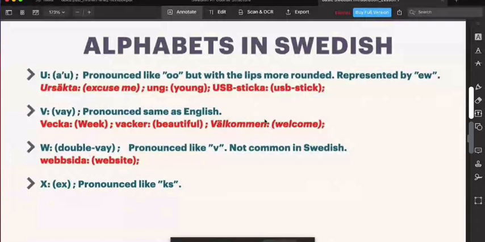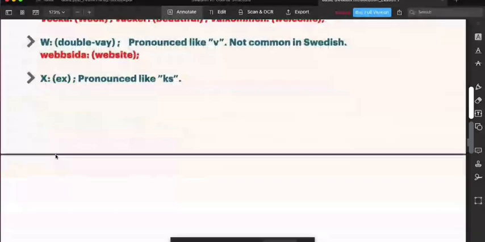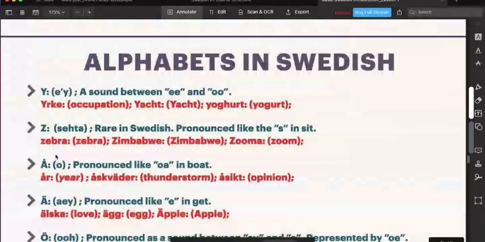And next letter is V, double V. We have here W. One example with double V, that is websida, website. And next one is here X. I don't find words that start with X. So next we have here G.